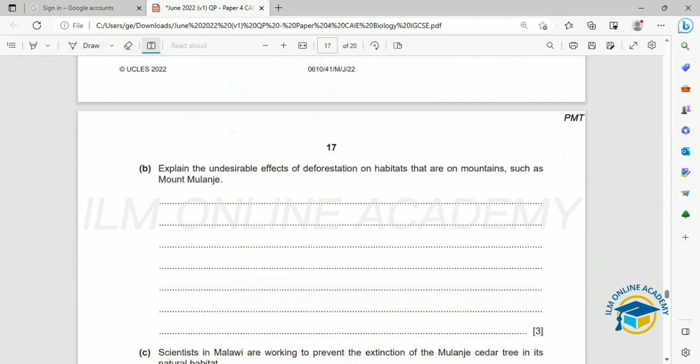And then explain the undesirable effects of deforestation in habitats that are on a mountain, such as this mound. When deforestation happens, remember that there won't be any roots left behind to absorb water, and roots of the plants are really responsible for binding the soil together, and that binding of soil helps the soil to retain its nutrients. Otherwise, the soil is going to become barren.